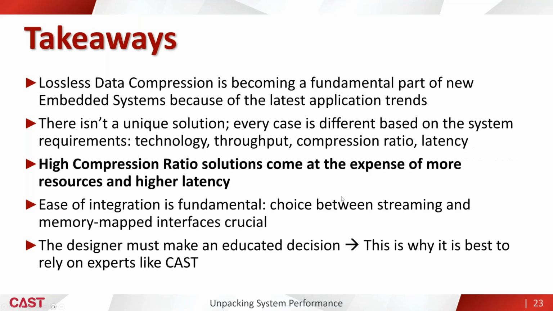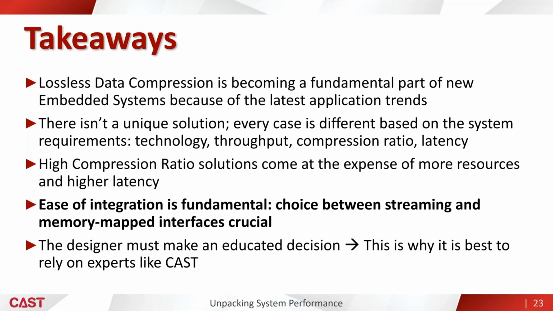We also saw that the high compression ratio solutions will always come at the expense of more resources and higher latency. This is a rule that unfortunately we cannot break. But it's also very, very important to have a hardware core that is easy to integrate. It is useless to have something that will give you performance when you lose 1 or 2 months doing integration of just this core. So it is important to have hardware cores for lossless data compression that are easy to integrate with easy interfaces, such as the streaming interfaces we provide and the memory mapped interfaces we can offer.